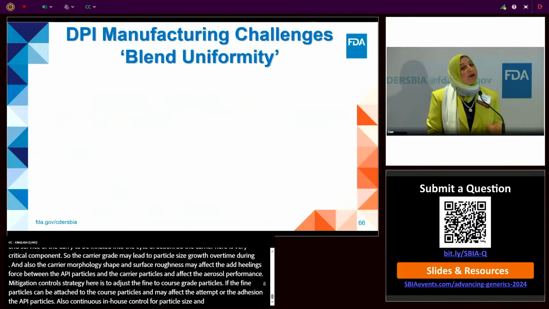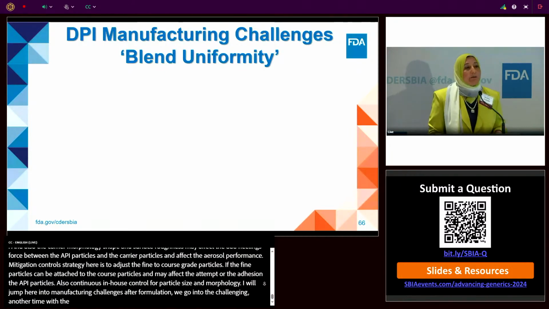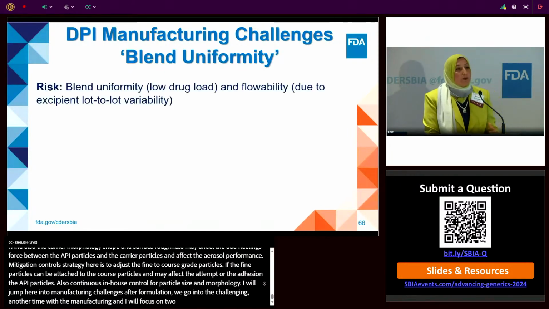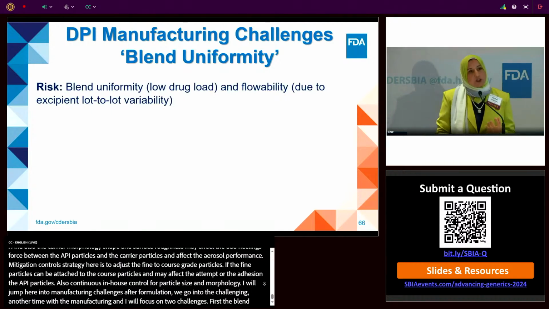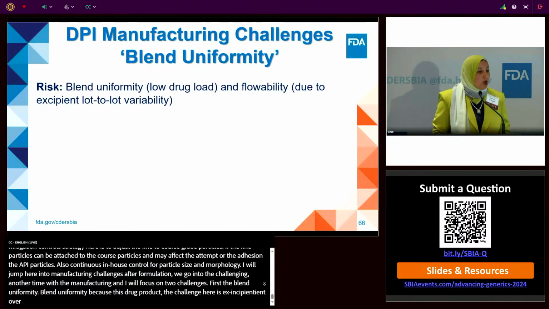I will jump here into manufacturing challenges. After formulation, we go into another challenge with the manufacturing, and I will focus on 2 challenges. Firstly, the blend uniformity. The challenge here is that the excipient is over 90% of the whole formulation, so there is a low drug load. Also the flowability due to excipient lot-to-lot variability.